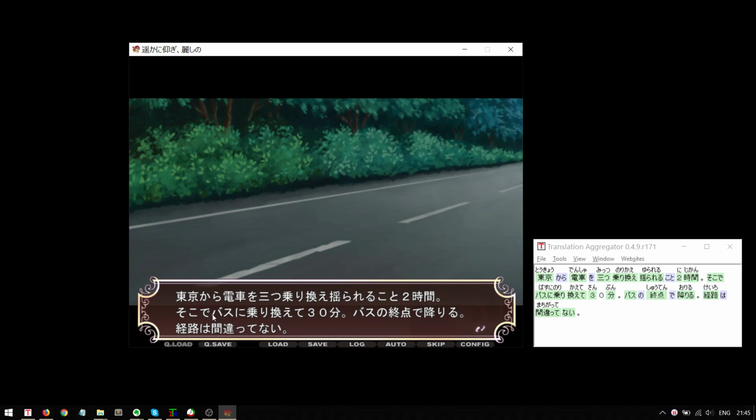経路は間違っていない. So he's saying that he switched onto the bus and rode for 30 minutes. バスの終点で降りる. This is in present tense, so that means it's saying that this was instructions. This part is instruction, which is saying get off at the bus stop. And so 経路 is his course. In this case, it's the path that he took. So he's saying the route I took wasn't wrong.